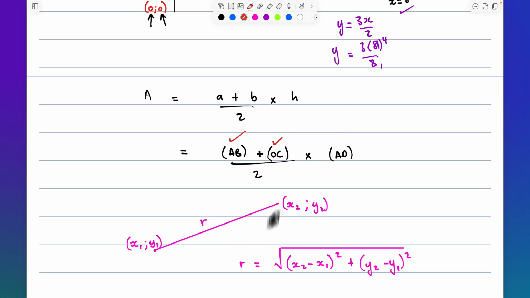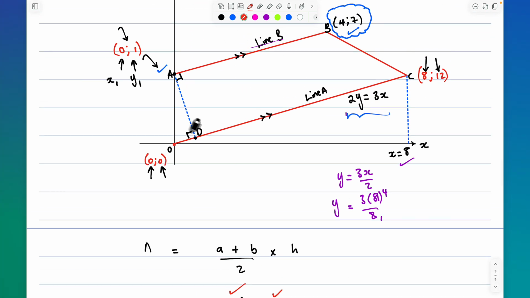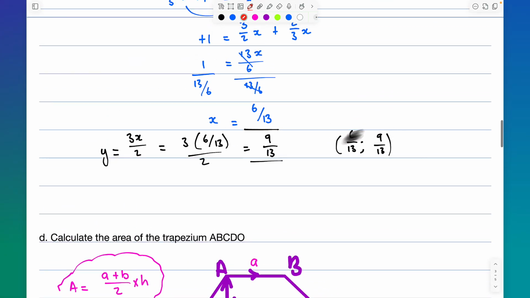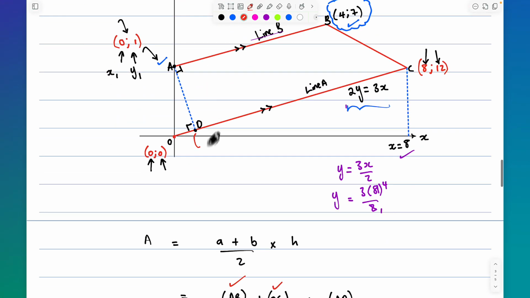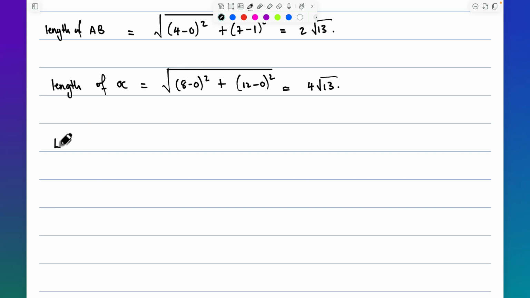So we have OC. Now we need to look for AD, right? Again, we're asking ourselves exactly the same question every time. So AD is going to be between 2 points. The first point is this point A, which has x value 0, y value 1. Point D has, now we have to copy these from the last one, 6 over 13 and 9 over 13. So your x value is 6 over 13, your y value is 9 over 13. So now we can apply the same formula for the third time.